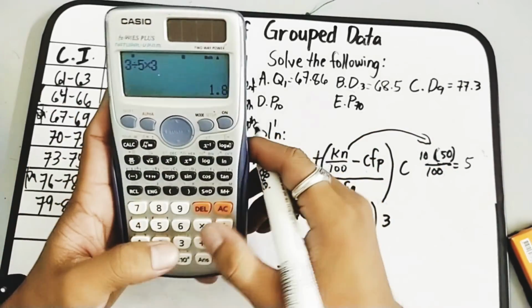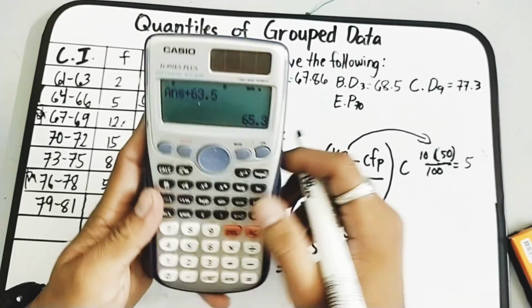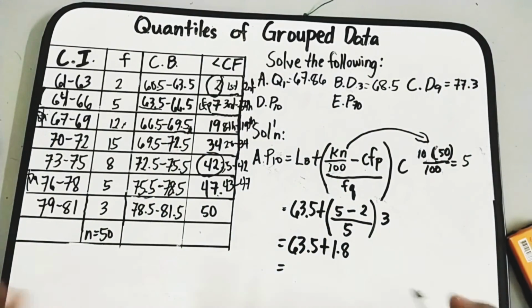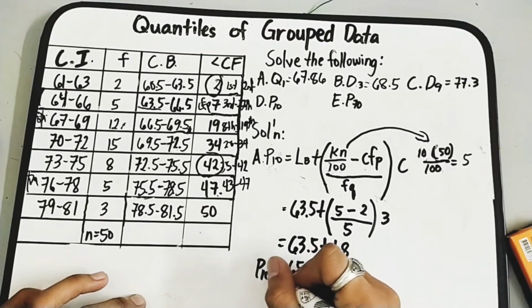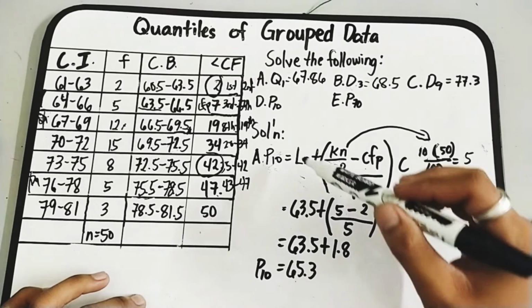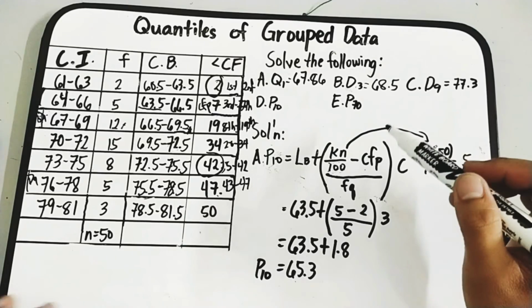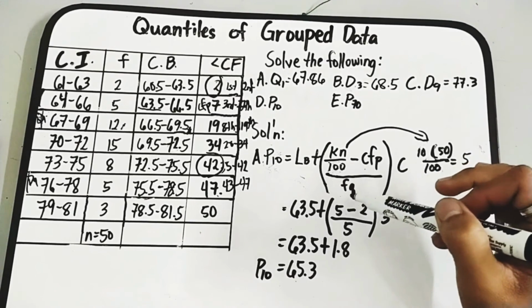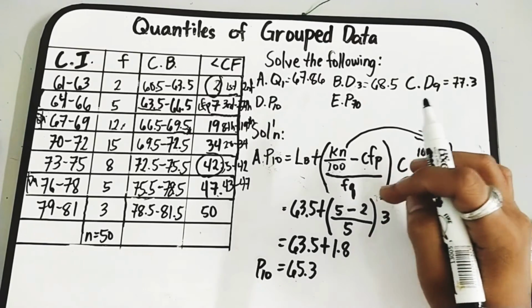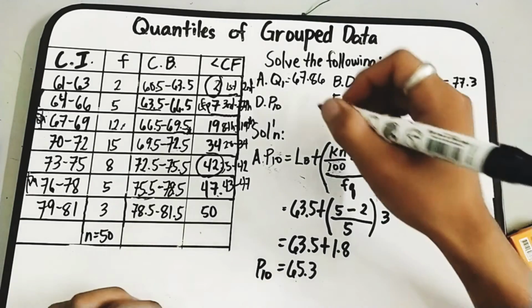Therefore, your percentile 10 is equal to 65.3. Ito yung ating percentile 10. Nagkaiba lang siya in the formula of lower boundary plus Kn over 100 minus the cumulative frequency preceding the percentile class, all over the frequency of the percentile class.